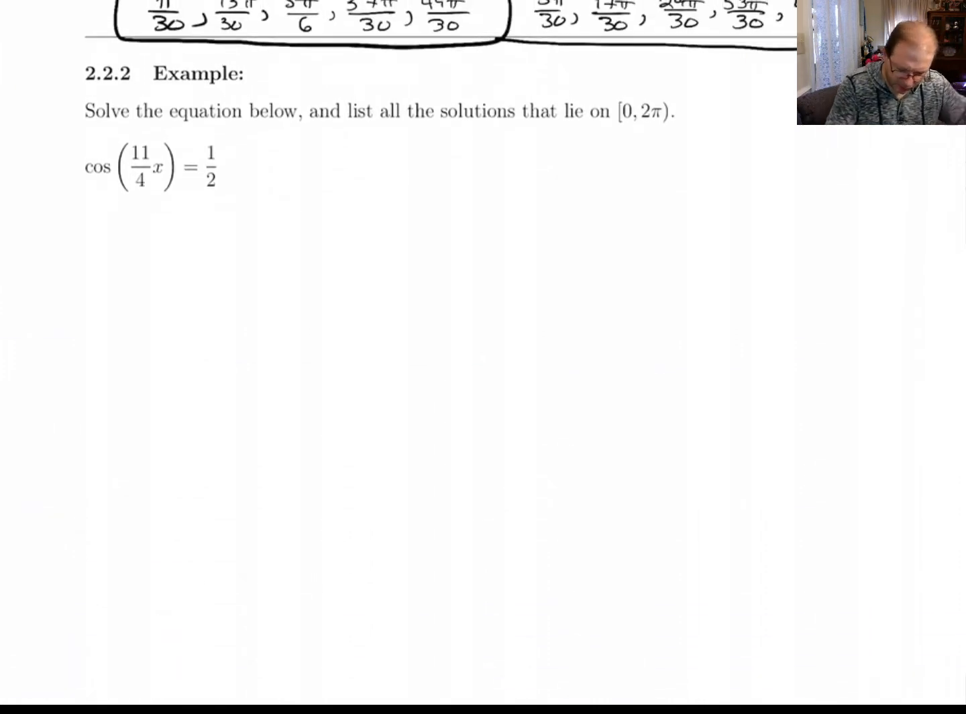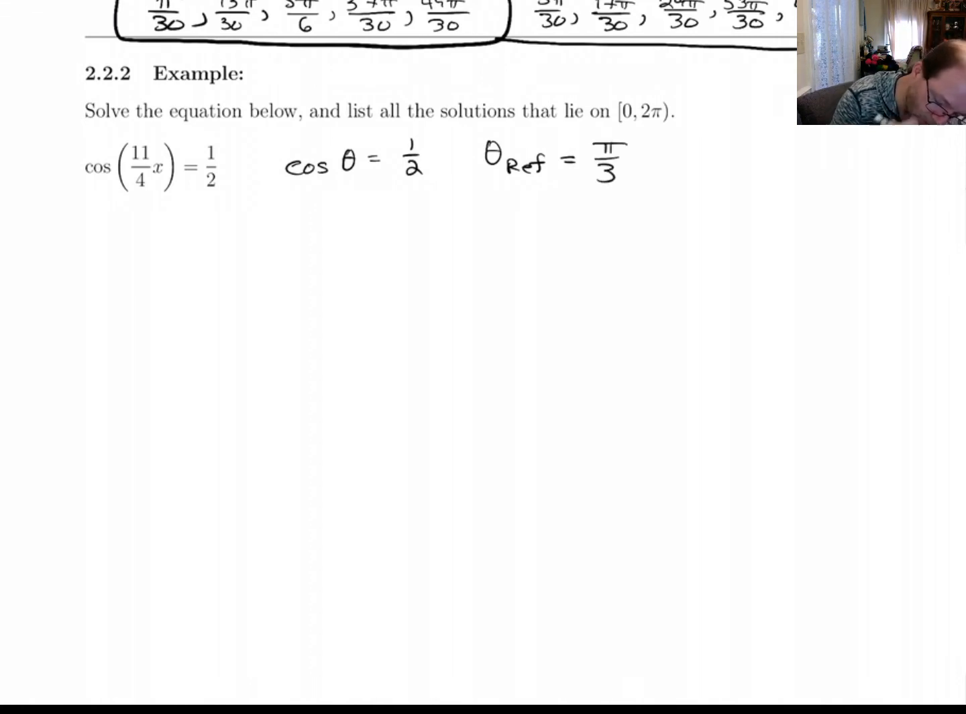All right, let's do this one. Cosine of 11/4 x equals 1/2. All right, so first up, cosine of theta is 1/2. And which angles have a cosine of 1/2? Well, let's see, cosine of 60 degrees is 1/2. So 60 degrees is pi over 3. And let's see, reference angles, ASTC, we want to put one there, and we want to put one there. So we'll get the pi over 3 and negative pi over 3.